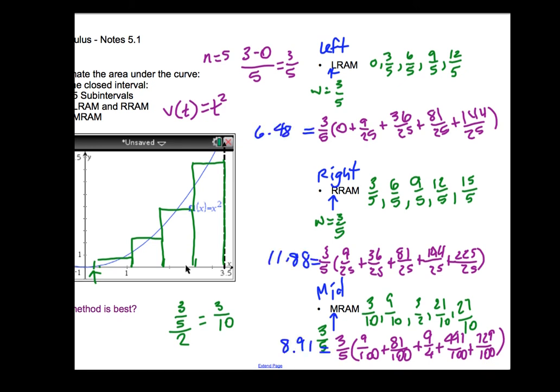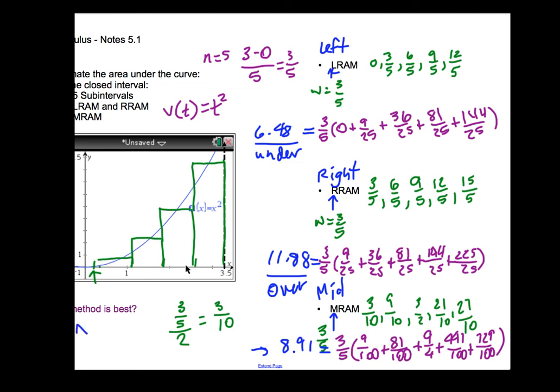Okay, so here's what I got. When we did left rectangular, I got 6.48. For right rectangular, I got 11.88. And you'll notice that these two are way different. And remember, one is an underestimate for this particular curve, and one is an overestimate. And then the other one that's probably really close is 8.91, and that's the midpoint rectangular area approximation. And the midpoint one is actually the best one to use, the MRAM.